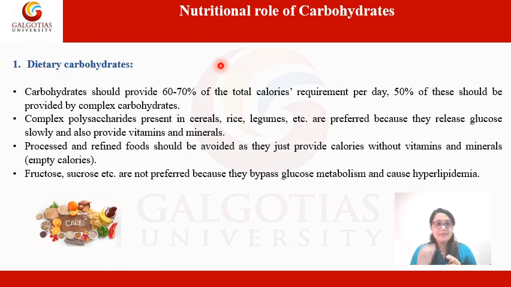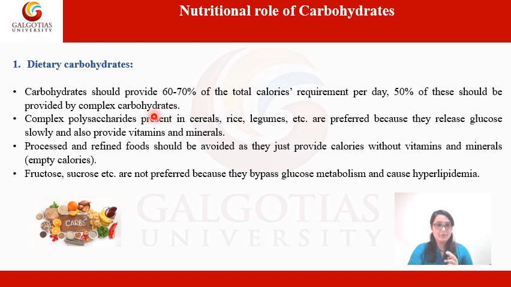So first of all, we'll be reading about the nutritional role of carbohydrates. The first component is dietary carbohydrates. Now carbohydrates should provide 60 to 70% of the total calories of requirement per day. 50% of these should be provided by complex carbohydrates. We discussed in our video previously that complex carbohydrate means starch, which is broken down into glucose, that is the simplest form of energy.